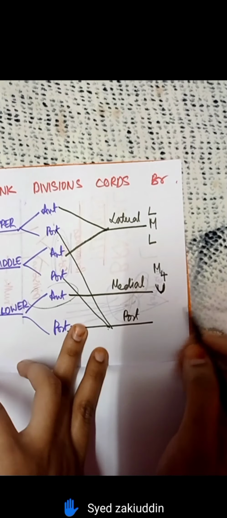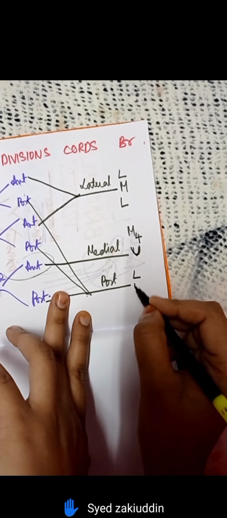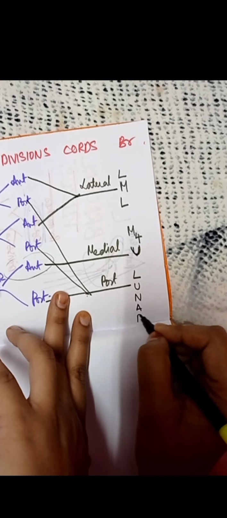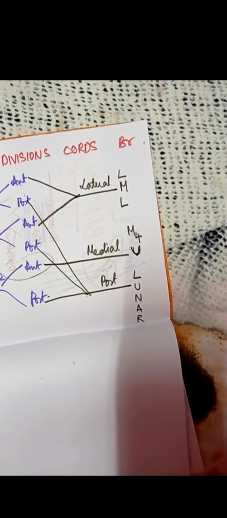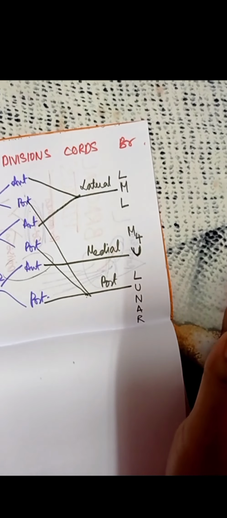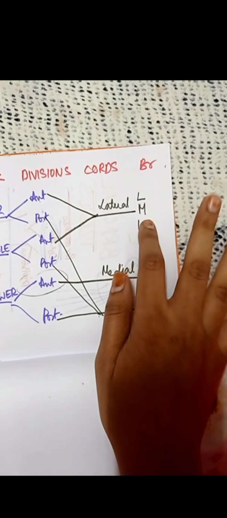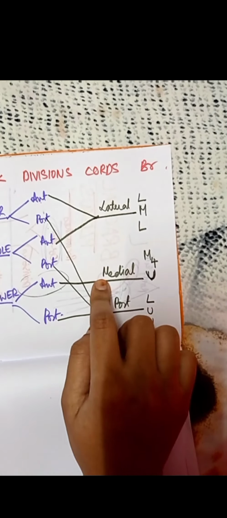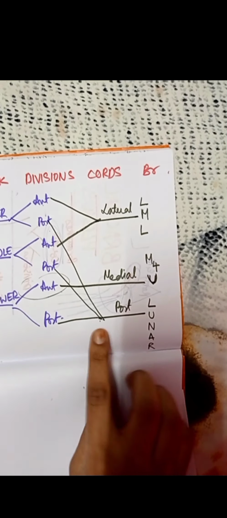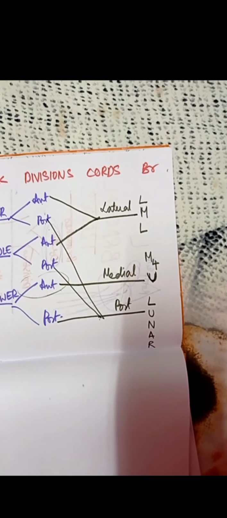Posterior division, LUNAR. We will abbreviate whatever is there. First, remember the mnemonics. Lateral cord starting from L, so L M L. Medial cord, M for you, M for you. Posterior cord, LUNAR. Now let me write what this means.